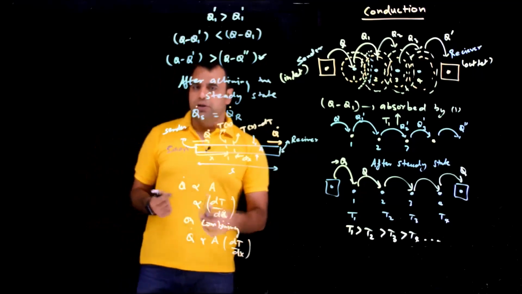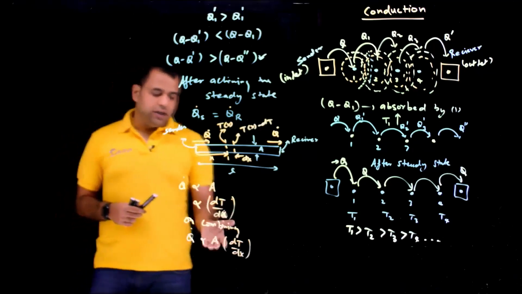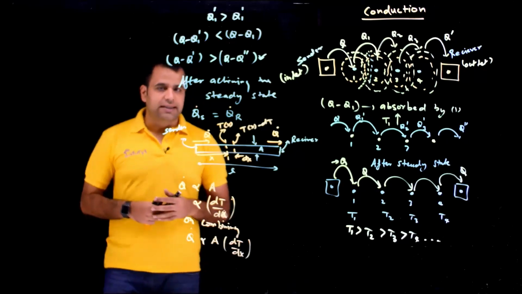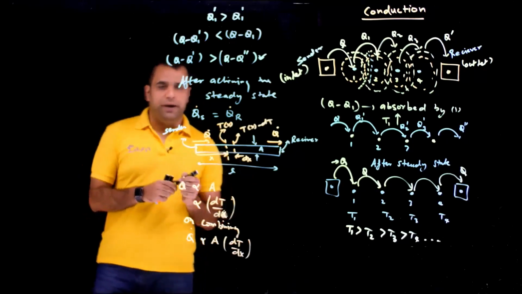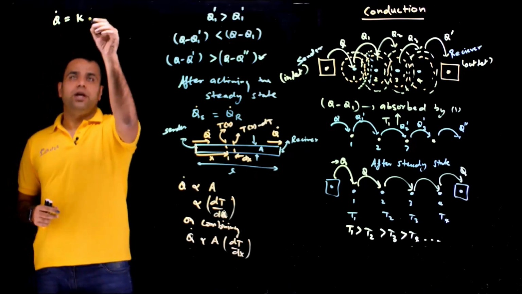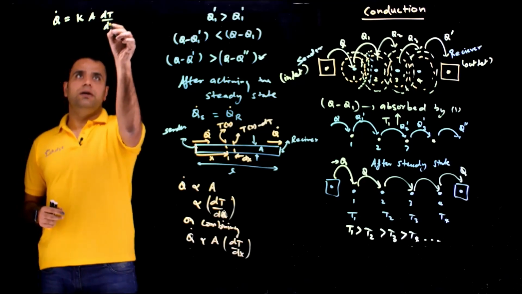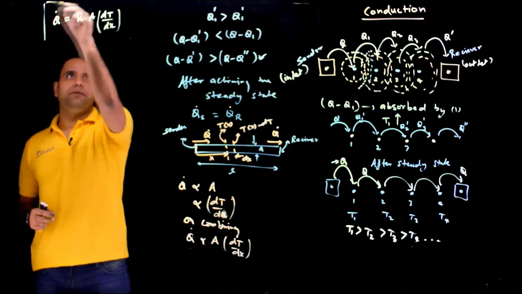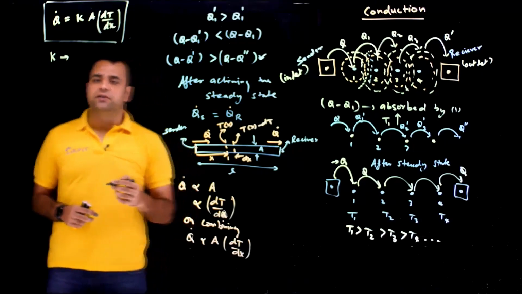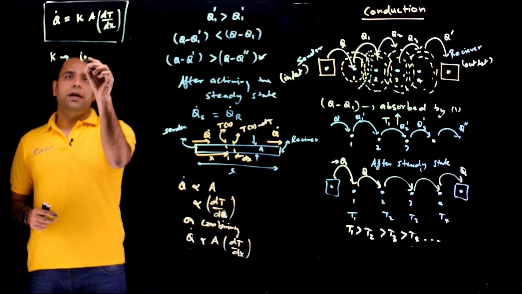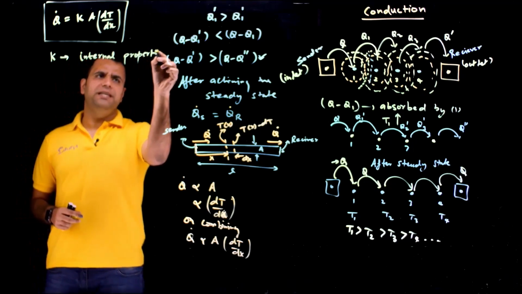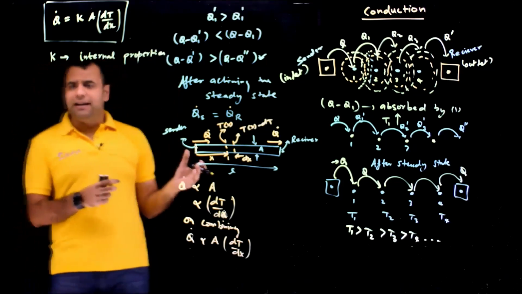So we have to introduce a proportionality constant here, and we have already accounted for the dimensional aspect, that is A and dx, the dimension of the medium. So we need a constant which will account for the internal property of the medium. That we define as K. So Q is equal to K A dT over dx. That becomes the formula, where this K is completely independent of external properties or dimensional properties of the medium. It only depends upon the internal properties of the medium. Internal properties means the density, what kind of material it is.